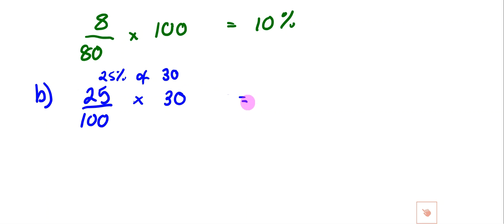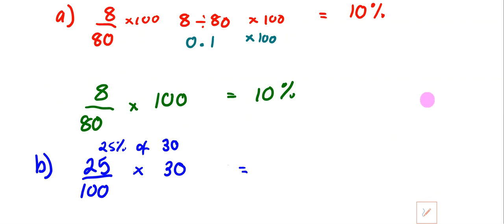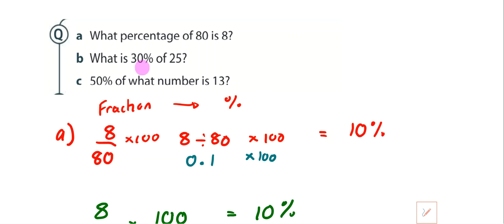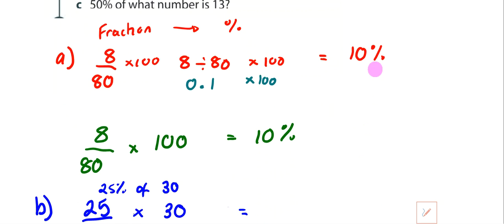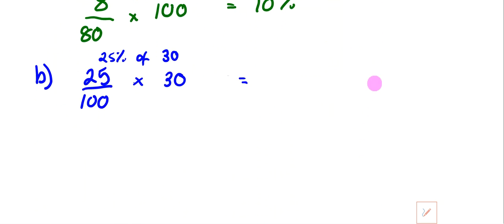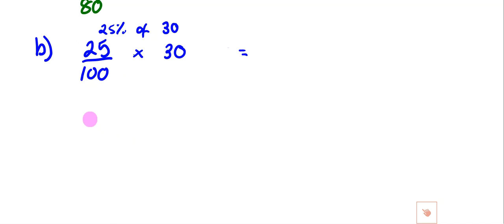I just wanted to say he's doing the opposite of the question, because he's changing the 25 to a percentage and the 30 to a non-percentage. Instead of dividing, he's doing the opposite. So we've got what is 30% of 25? He's going to get the same answer. I know. Well, let's look at it then. So let's do 30% of 25.